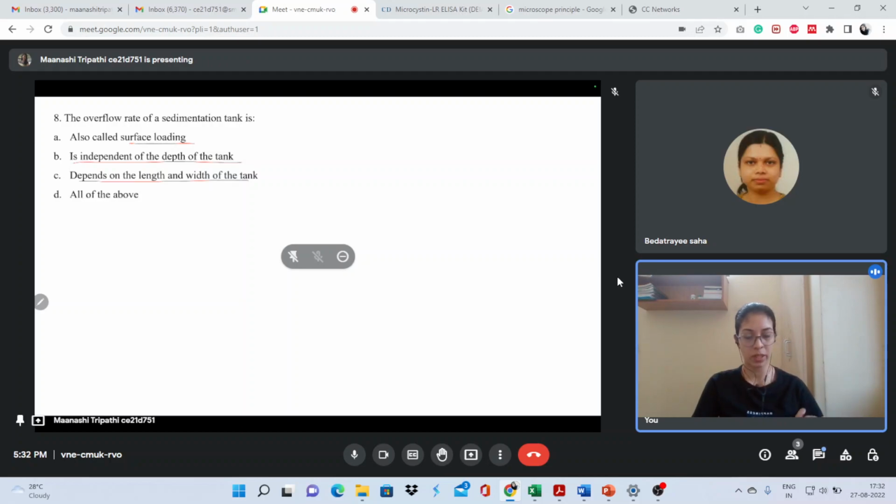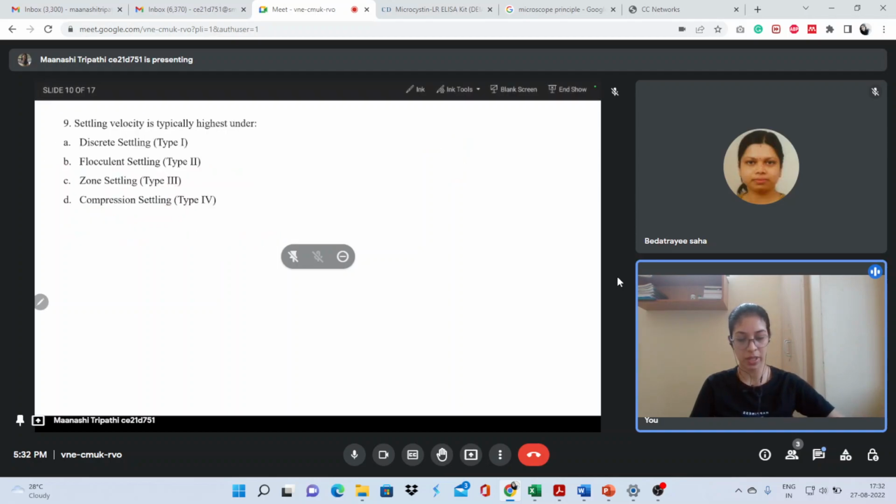Okay, we won't spend much time on this question. So answer is D. What we have seen, overflow rate or the surface loading rate is equal to Q upon BL. So there is no depth. It is independent of depth. It depends upon length and width. So this question is done. We'll move towards the next question, that is question number 9.